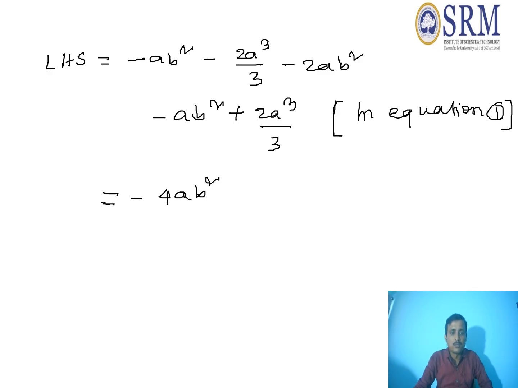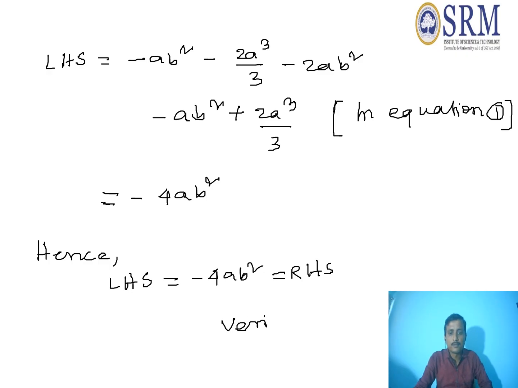Okay, so that means hence the LHS value is minus 4ab square, that is equal to the RHS value we have seen. Okay, so this is very important, the Stokes theorem for this problem. Thank you all.